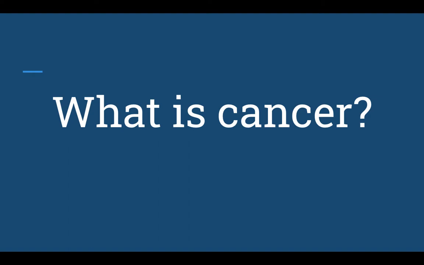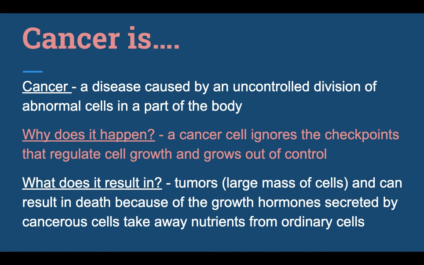Learning about the cell cycle moves us into what cancer and tumors are. So we know that the cell cycle is the splitting of cells and making new cells. So what is cancer? Cancer is a disease caused by an uncontrolled division of abnormal cells in a part of the body. So when this is happening, or why it's happening, is because a cancer cell is ignoring checkpoints. There are checkpoints at the G1 and the G2 phases of interphase, and a cancer cell ends up ignoring those, and those are unable to regulate the cell growth, and the cell begins to grow out of control. They just continually divide over and over again.